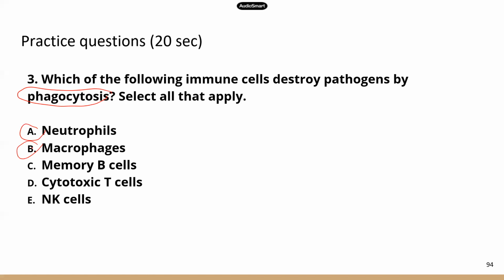Memory B cells, they can remember the pathogen, so it allows the system to produce antibodies much faster upon future exposure to the same pathogen. But it cannot eat any other cells. Cytotoxic T cells, no. Similar to NK cells, so I'm just going to put these together. They do not swallow or engulf any cells. Instead, they release cytotoxic chemicals, and these chemicals can kill the cells. Okay, so the correct answer is A and B. All right, next question.